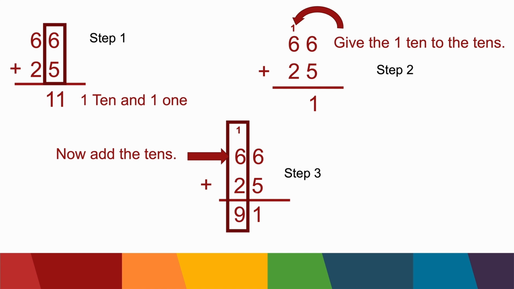Step 3, now we add the tens column. 1 plus 6 plus 2 equals 9. Our problem is 66 plus 25 equals 91. This is a good diagram to show you that we start with the ones column. We have to make sure we carry over and carry down. And then we have to work in the tens column. And that's basically our 3 steps.